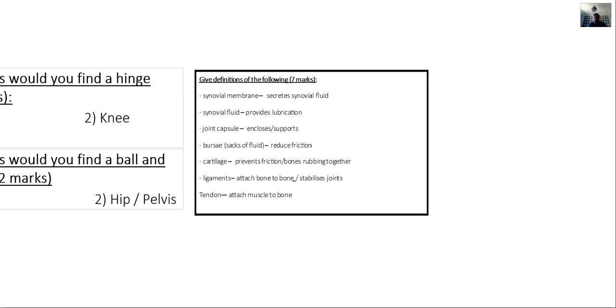Synovial fluid is there to lubricate the joints and reduce friction. Bursa, similar thing, reduction of friction. Cartilage, exactly the same. It's also a shock absorber. You may have put shock absorber rather than preventing friction. Ligament, and this is key, the difference between ligament and tendon, you must have in there: attach bone to bone for a ligament, and they are there to stabilise the joint. They keep it together, they encapsulate the joint almost, whereas the tendon is on the end of a muscle and it attaches a muscle to bone. So that is the job of each of them.